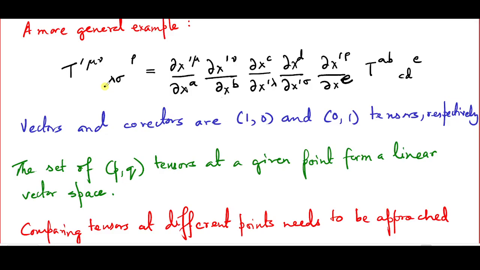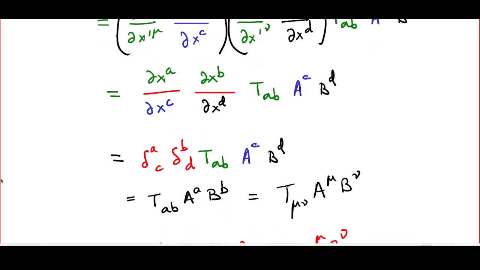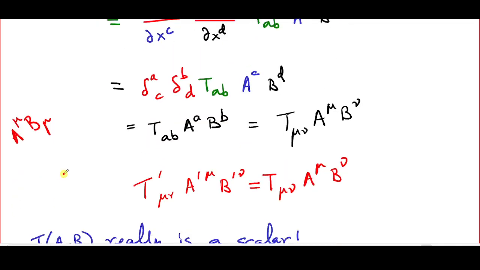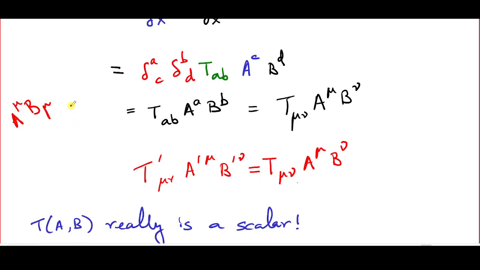If you want some practice, you should actually check explicitly that this thing really gives you a scalar by carrying out the same kind of calculation that we have done right now. Notice that as we have seen earlier, for an expression like A upper mu, B lower mu, or here for an expression like T lower mu nu, A upper mu, B upper nu, indices which are contracted over, same index repeated and summed over, tend to cancel each other out.